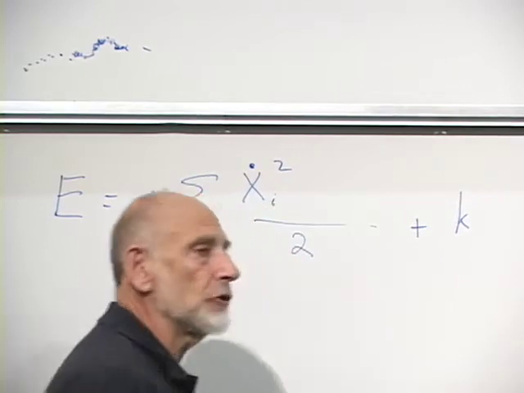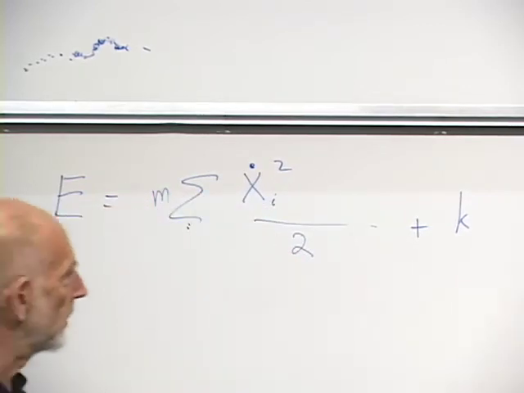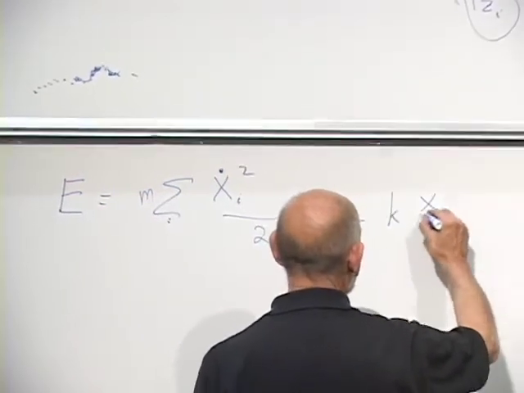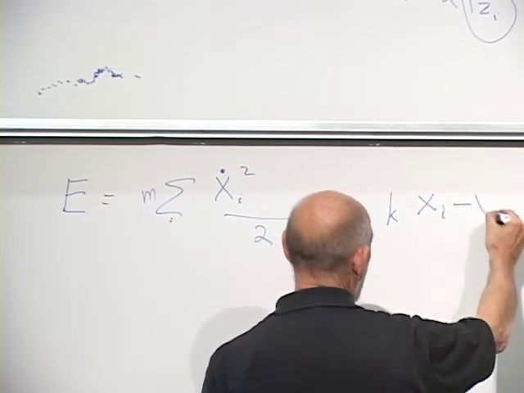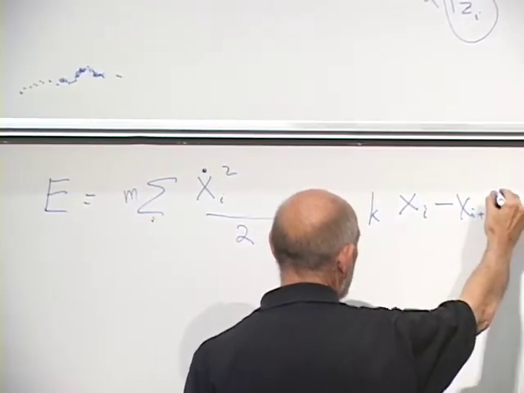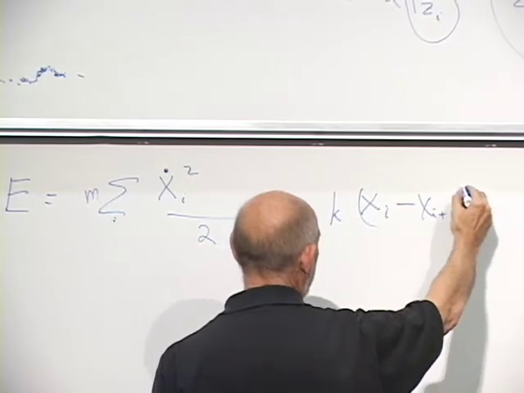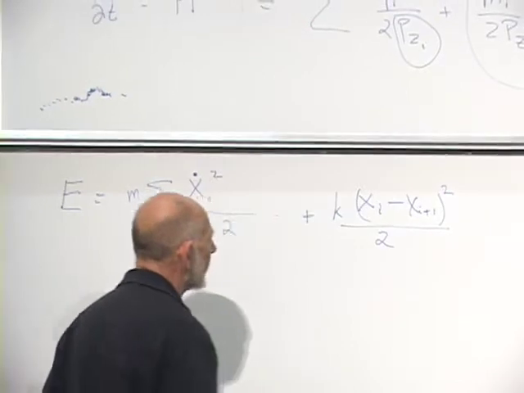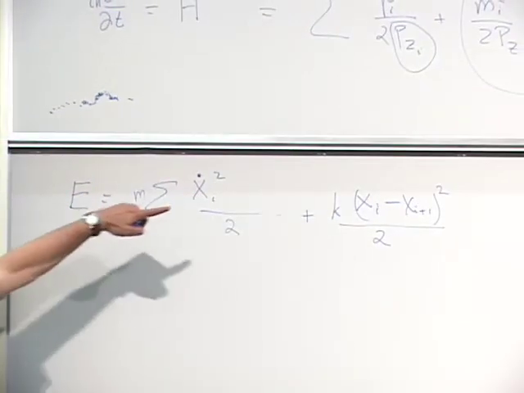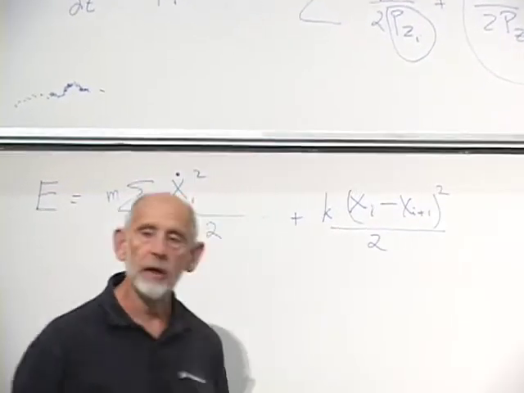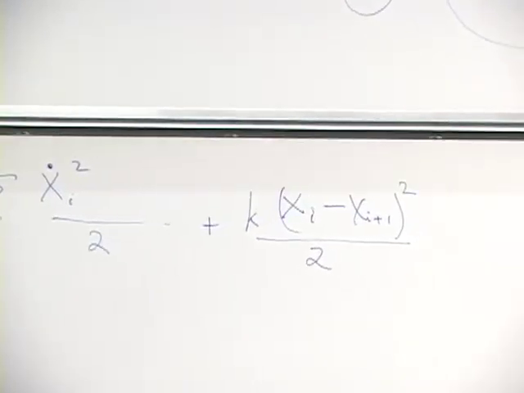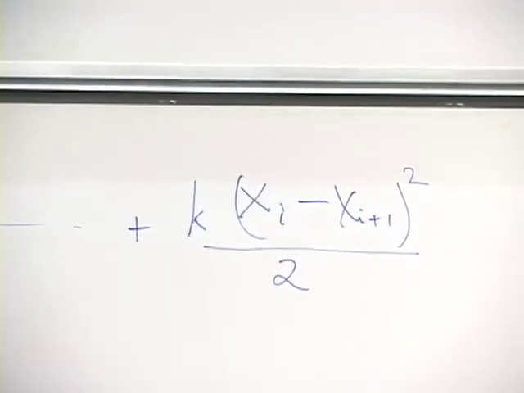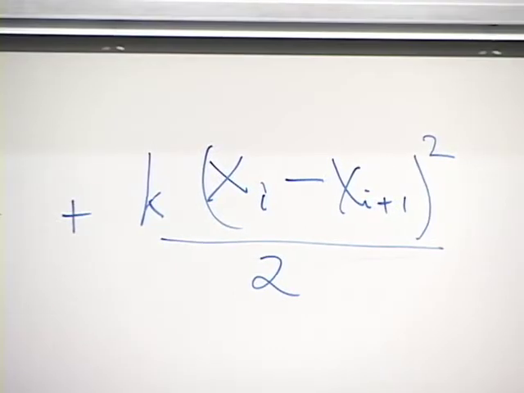And what is the potential energy between a pair of points? It'll be proportional to the distance between them, x_i minus x_{i+1}, squared, probably with a 2 there. This is Hooke's law. The energy stored in a stretched spring is proportional to the distance of stretching squared. That's the Hooke's law formula.